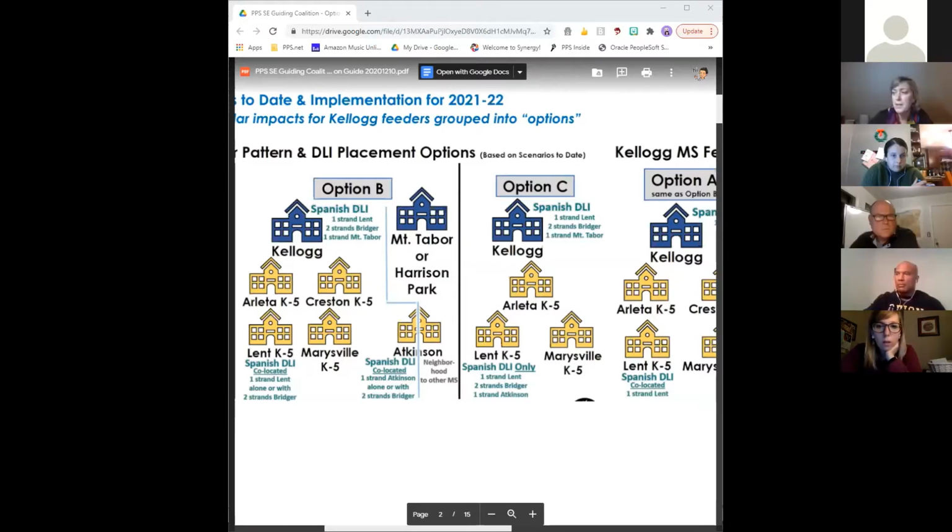As far as the RESJ lens there, A and B are so similar, the numbers and percentages look really similar in both. One difference that I do see is it's only B3 that has more of the strands together, the Spanish DLI strands, versus just one or two strands in B2 and B1. But otherwise they look very similar in the demographics, the experience and the integration side.